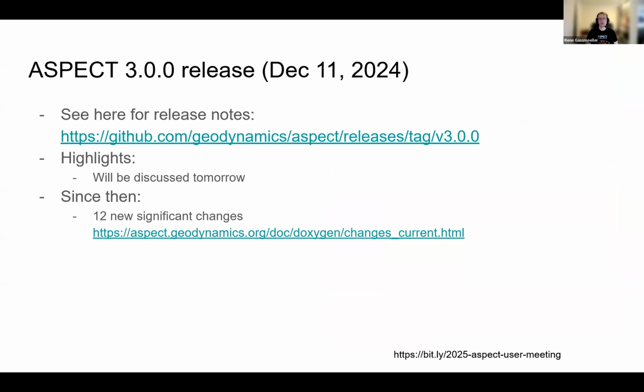And then finally, just before the year ended, we also had our next big major release, Aspect 3. You can find the release notes as usual on the GitHub website, but we will also have one talk tomorrow dedicated to talking about the major new features in this release. And I'm happy to report that since then, we have already accrued 12 new significant changes, which are always listed on our website. If you're curious, you can see them there.